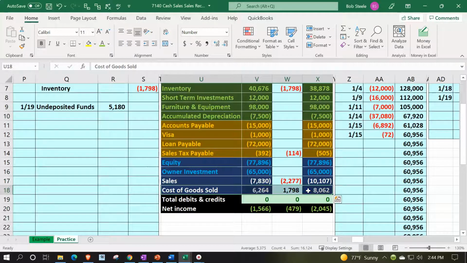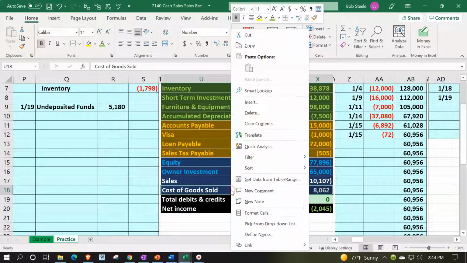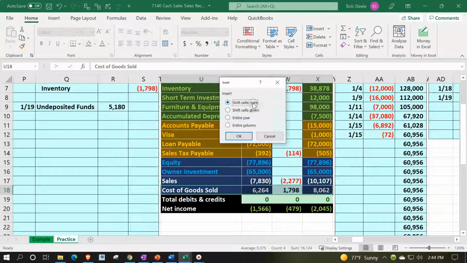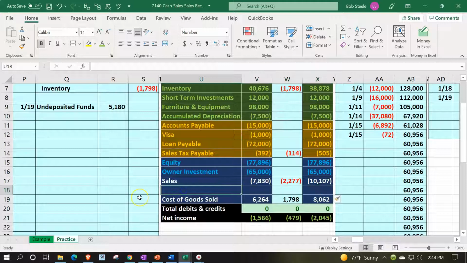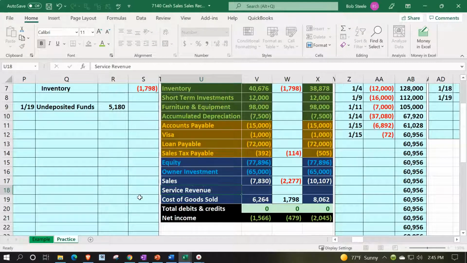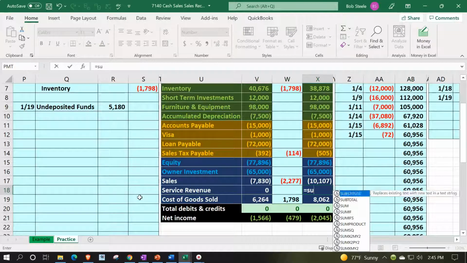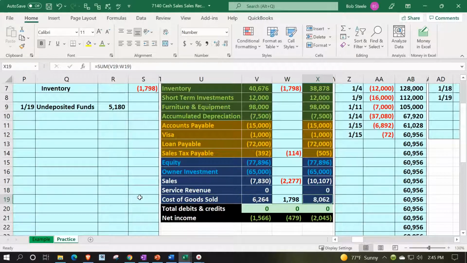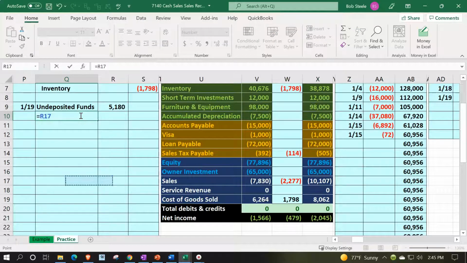We're going to select these four cells, right click on them and insert, and push those cells down. So there we have it. And we're going to call this one service revenue. We'll put a 0 to start here, and we'll sum it up for our formula. So now that's going to be our service revenue, and we'll just pick that up.